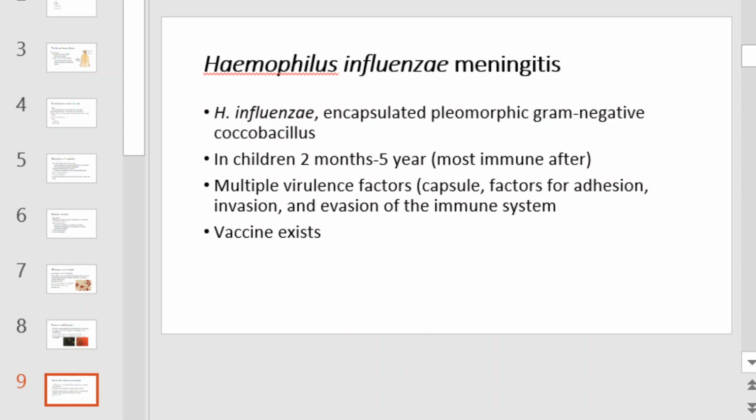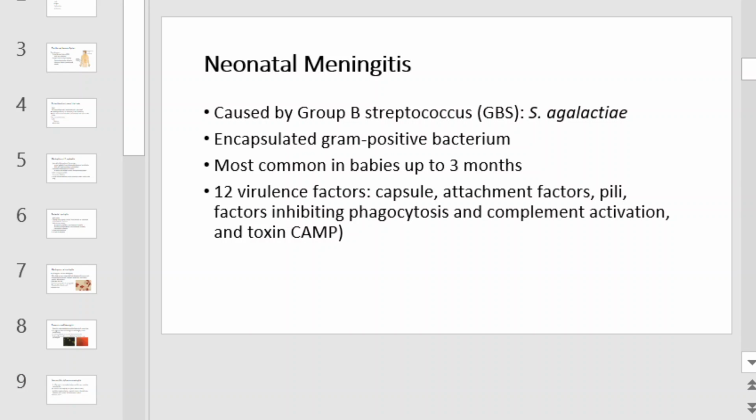Haemophilus influenzae meningitis is caused by H. influenzae. This is an encapsulated pleomorphic gram-negative coccobacillus. In children 2 months to 5 years old, this disease is fairly common. Most are immune after that. Multiple virulence factors can be found with Haemophilus. It has a capsule, and factors for adhesion, invasion, and evasion of the immune system. A vaccine exists to prevent it.